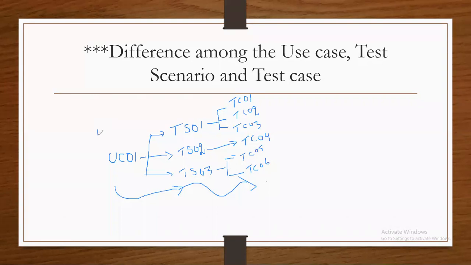It is similar to the FRS. When the FRS is not clear, they give the use case to you, right? It describes the functionality flow. Based on that, we identify what we need to test in the application. What we need to test is the scenario, and how to test it is the test case. Okay, let us see it example-wise.